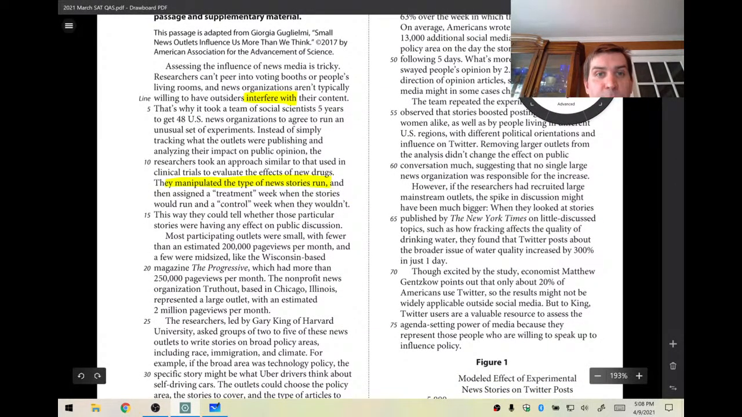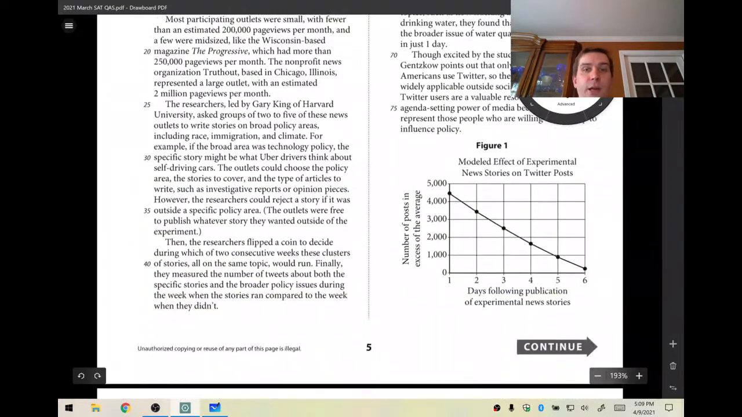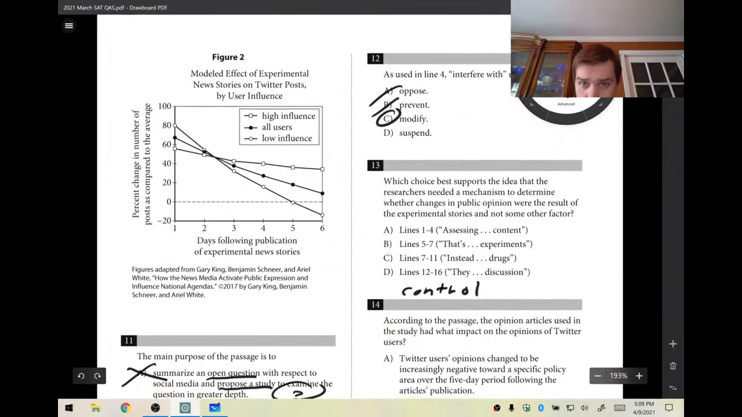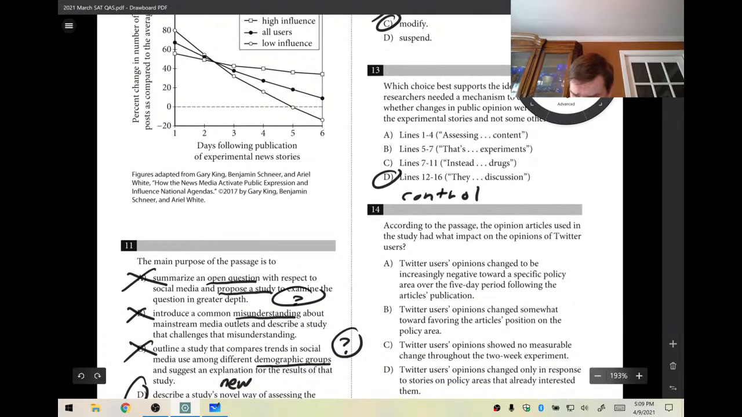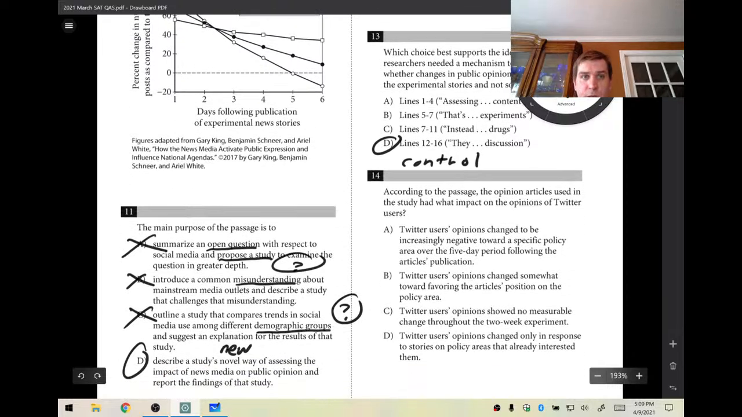They manipulated the type of news stories run and then assigned a treatment week when the stories would run and a control week when they wouldn't. So that's how they accounted for other factors. They have a control. So that was D, lines 12 to 16. So that's the mechanism to determine whether it's the thing we're studying or not, the change. We have a control group.